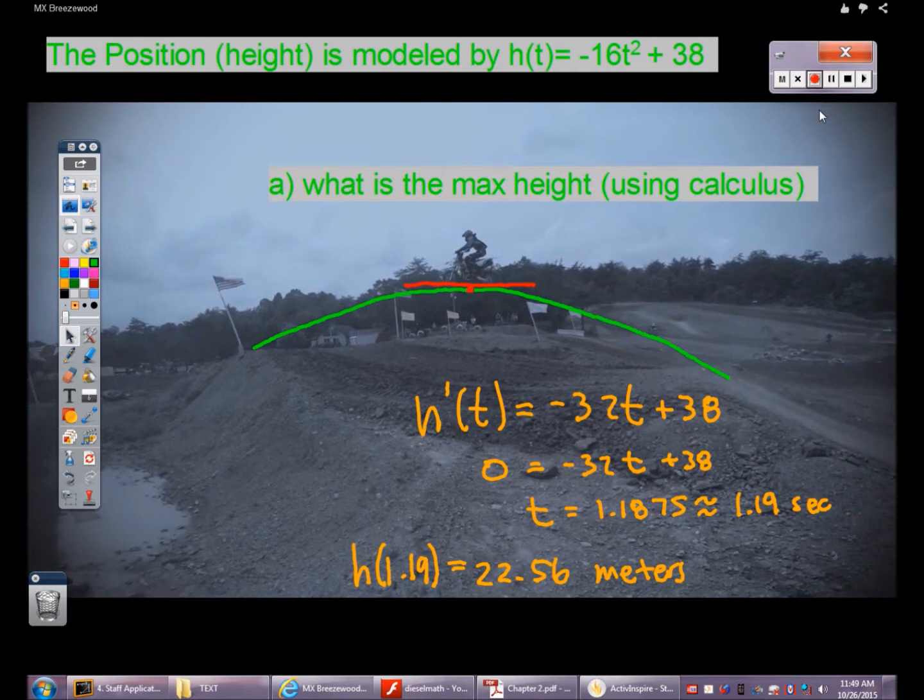Oh yeah, by the way, I forgot to mention, time is going to be in seconds here, and the height is going to be in meters. So at a time of 1.19 seconds, I am currently 22.56 meters above the ground. Now I'm also adding this from zero, not just the distance from the center of the jump to my bike, but actually the dirt pile itself, if you thought that was a little bit high.